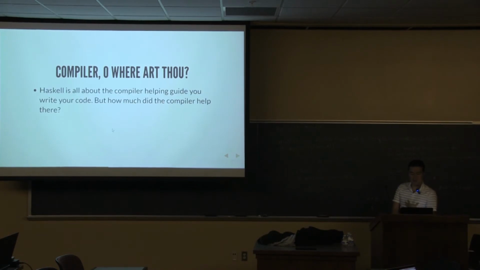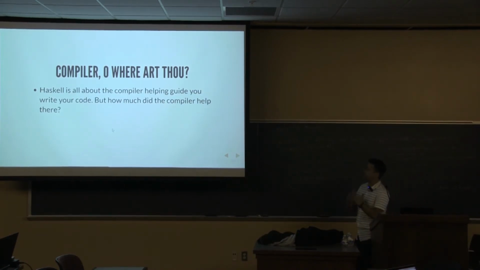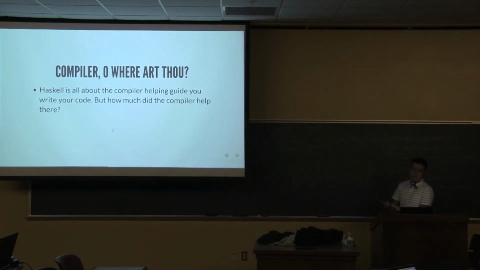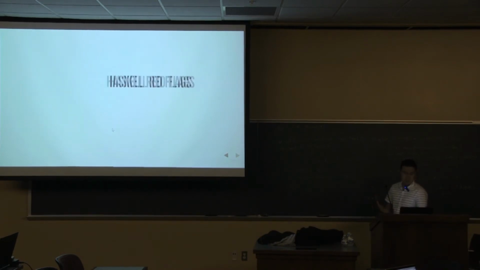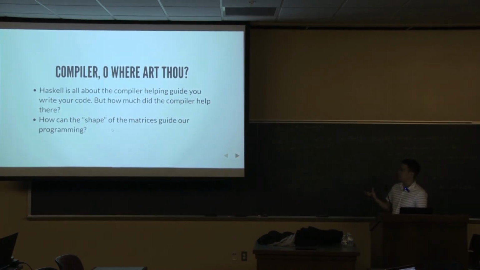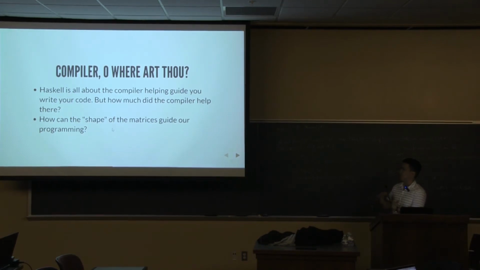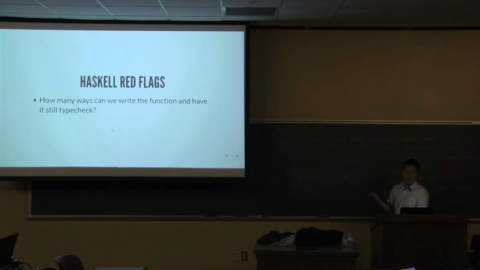So where's the compiler in this? Writing Haskell, the zen of Haskell is letting the compiler write your code for you. So how much did the compiler help here? It didn't help at all, really. The matrix shapes didn't guide our programming at all. Ideally, we want the compiler to guide our programming. The shapes of our types, the shapes, which is just a code word for types, right? The shapes should guide our programming, but in this case, they didn't. How much of our program is guided by the types of our shape matrices here? Pretty much none of it. Almost all of it is partial, really. And red flags for Haskellers.